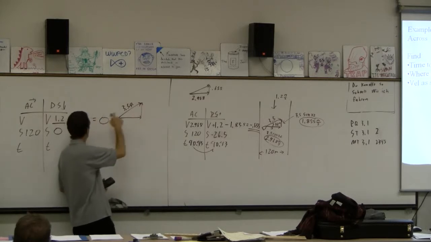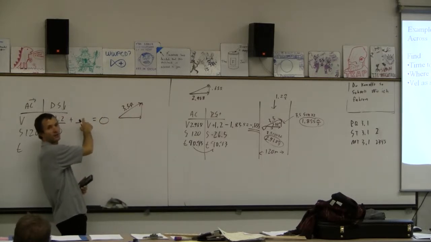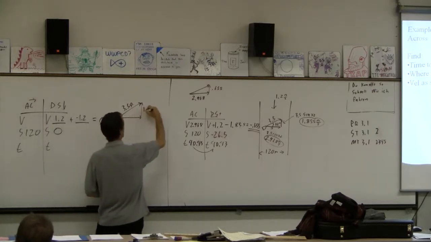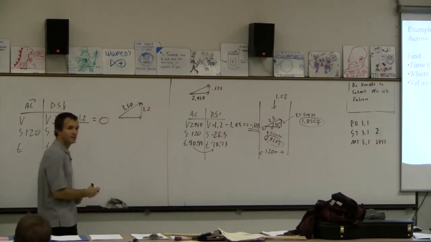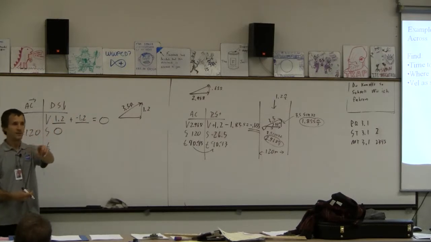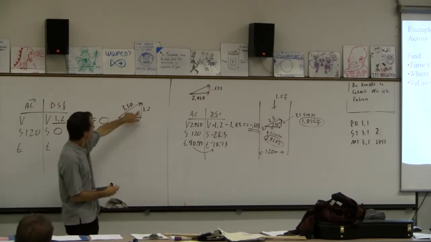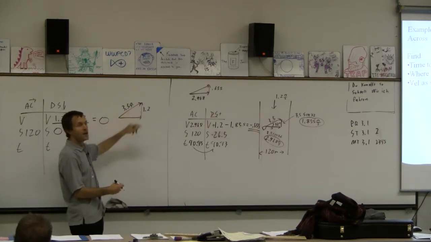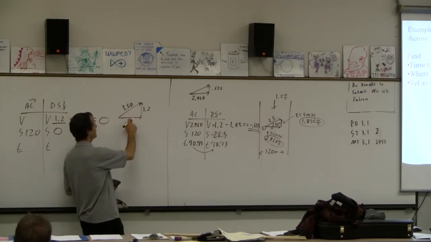What does this upstream component have to be so that it's 0? Then 1.2. Yeah, 1.2 upstream, right? So this side of the triangle is 1.2, yes? Yes. This is a key concept. Key concept, right? So if you want to go straight across, make that upstream component equal to the current. Yeah? Now, how do I find this side and how do I find that angle?